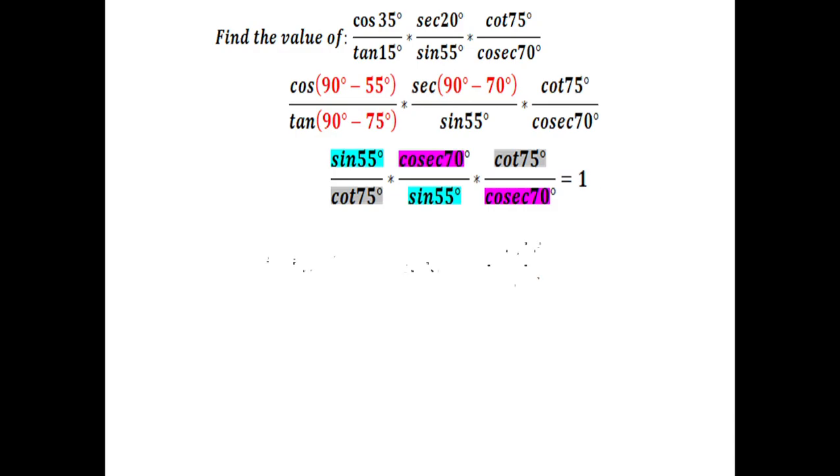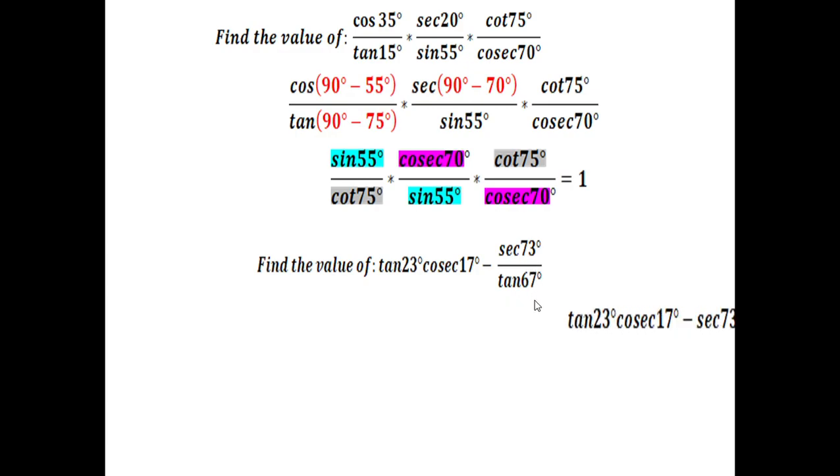Let us do one more example. Find the value of tan 23 degree by cosec 17 degree, minus sec 73 degree by tan 67 degree. You could see here cosec and sec complementary are given, but here also tan and here also tan. How to solve this then? It's very simple. This sec 73 degree by tan 67 degree can be rewritten with cot 67 degree, because 1 by tan is cot.